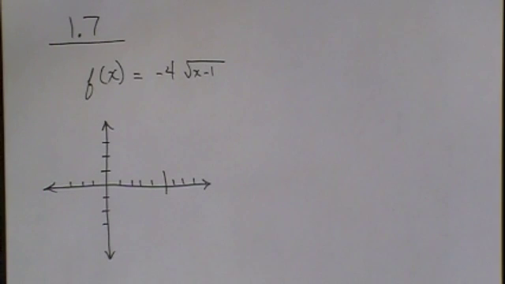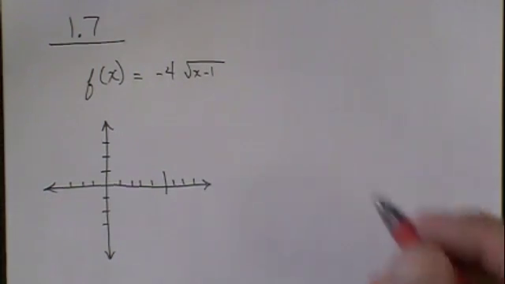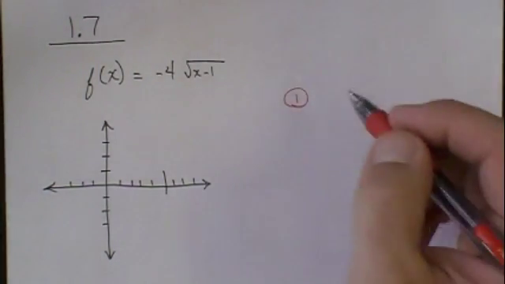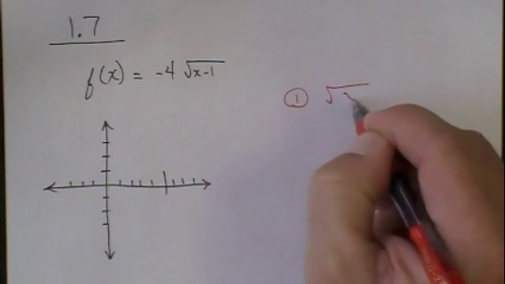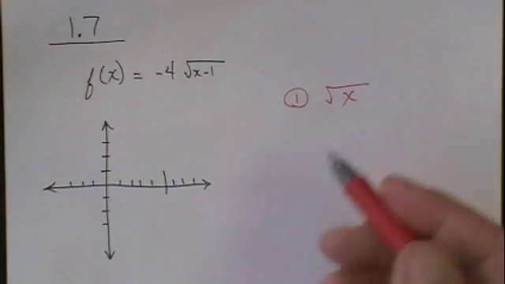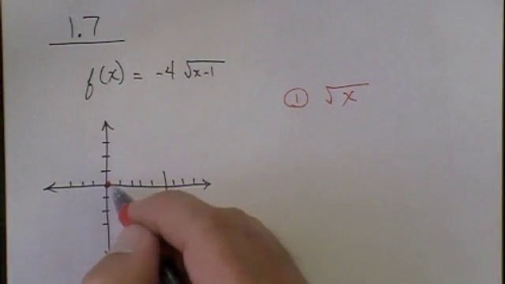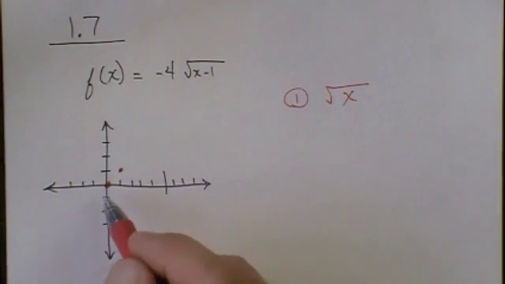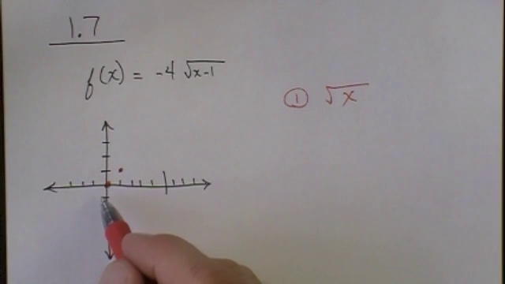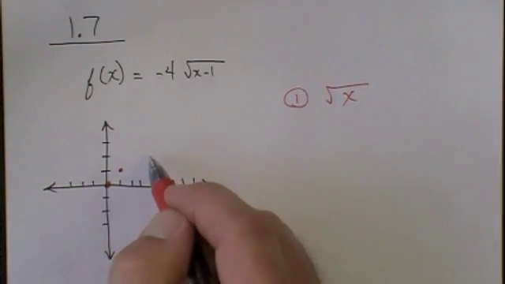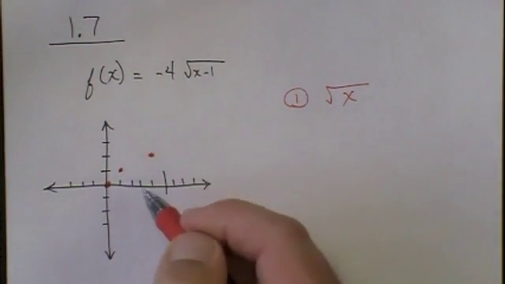Here for another example, we have f of x is equal to negative 4 times the square root of x minus 1. So again, parent function, first thing we want to do is think of just our graph of the square root of x. Alright, so the square root of x, we would have a point here at 0, 0. Plug in 1, it's 1. And if we plug in, let's say we're going to take the square root of 4, that is equal to 2.